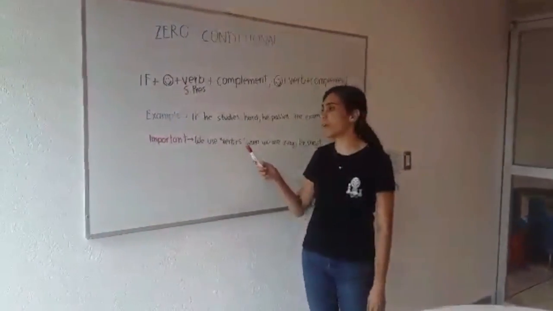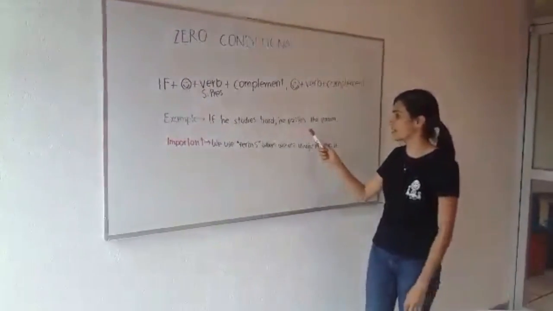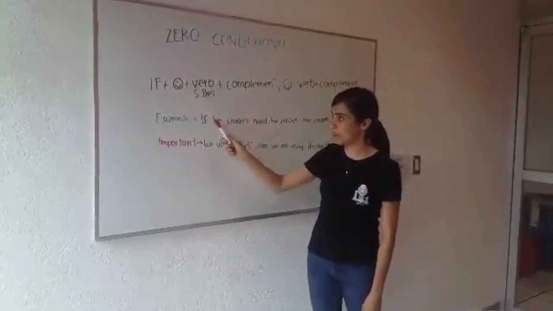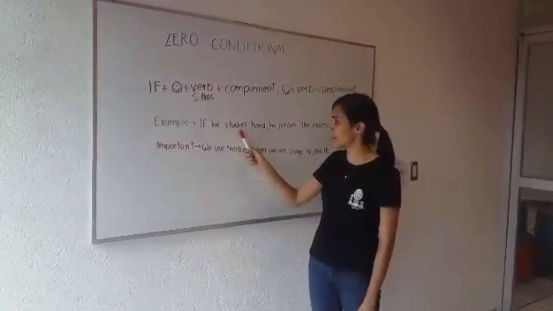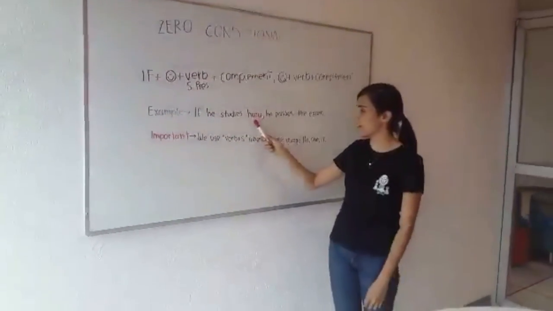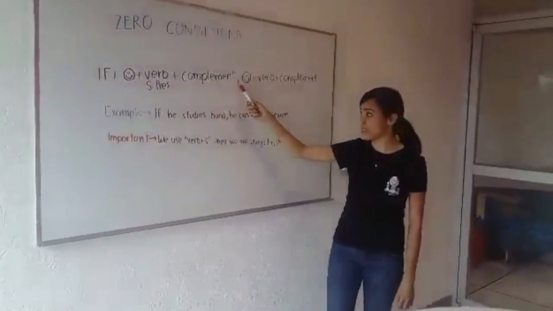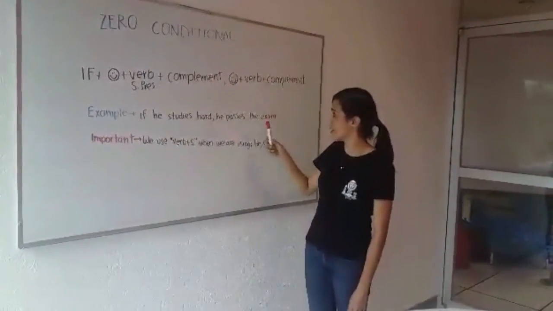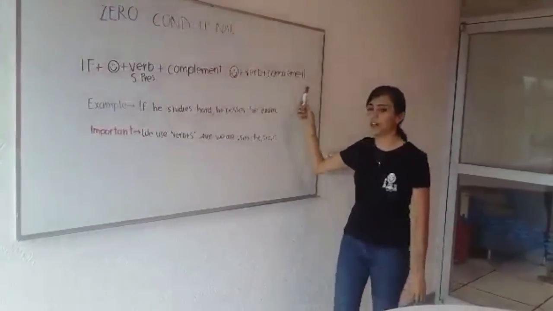Here is one example. If he studies hard, he passes the exam. Here we have the conditional, the subject, the verb plus s, the complement that is hard, again the subject, passes, that is the verb plus s, and the exam, what is the complement.